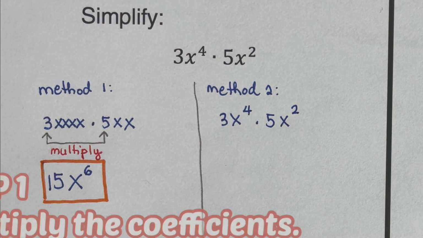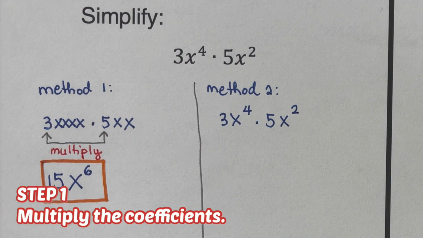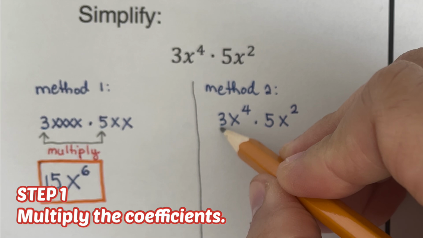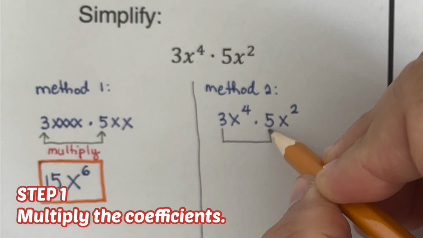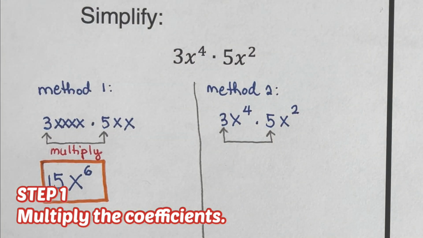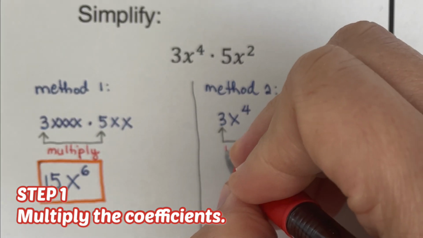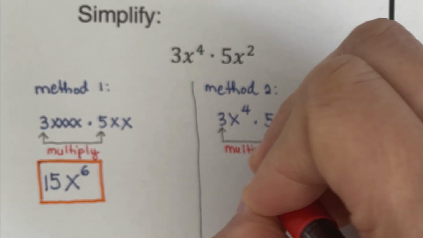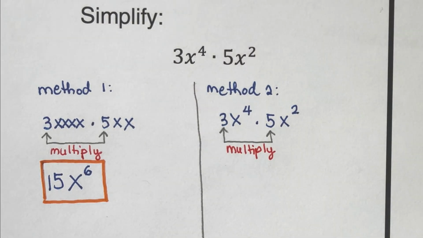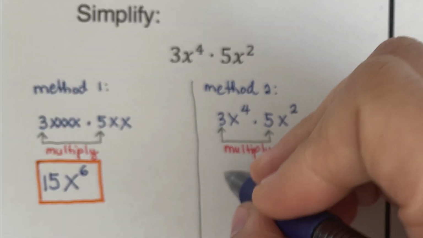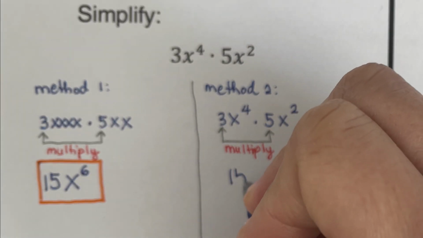The first step is to multiply the coefficients. So we are going to multiply the 3 and the 5. I'm just going to go ahead and label this as multiply, so we know what operation to use. So 3 times 5 is 15.